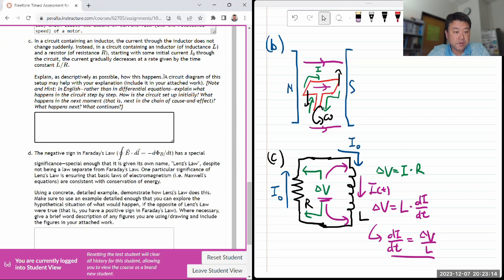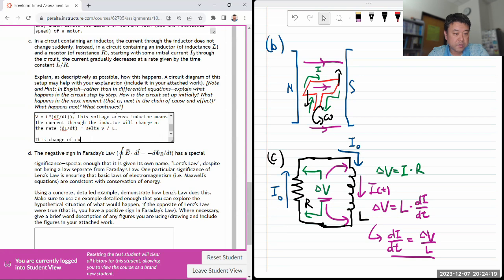inductor and resistor starting with the current: as the current I naught flows through the resistor R, there is a voltage drop according to Ohm's law. This voltage drop happens to be the same voltage drop across the inductor, and from the inductor voltage relationship, delta V is equal to inductance times di dt. This voltage across the inductor means the current through the inductor will change at the rate di dt equal to delta V divided by L.